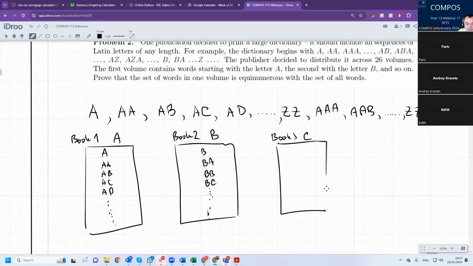So it's a very bizarre dictionary. These kinds of things you can only see in math problems.